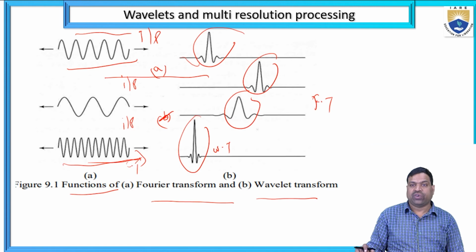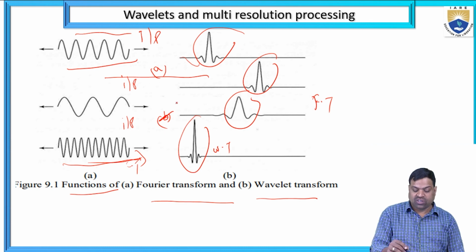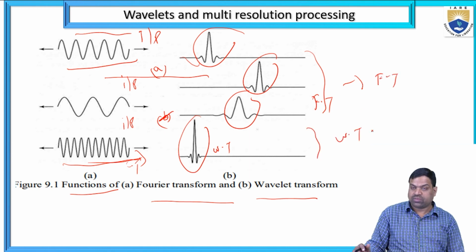It is a waveform for functions: figure A is the Fourier transform, and figure B is the wavelet transform. First one is a Fourier transform, second one is a wavelet transform.